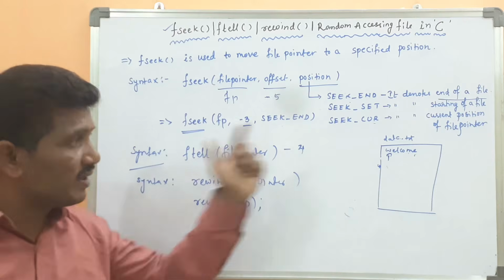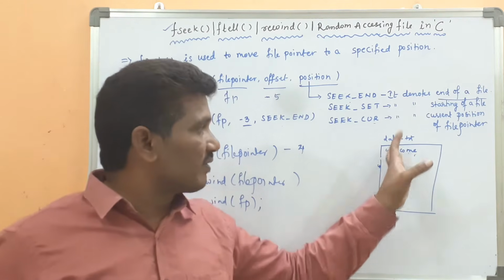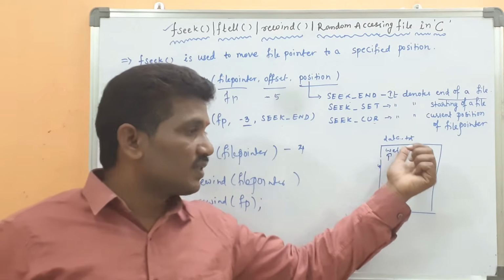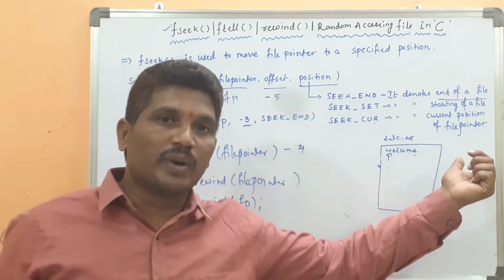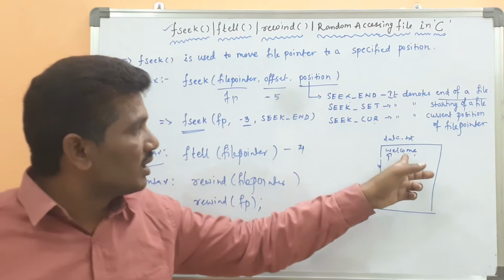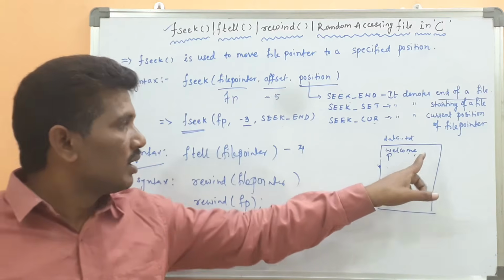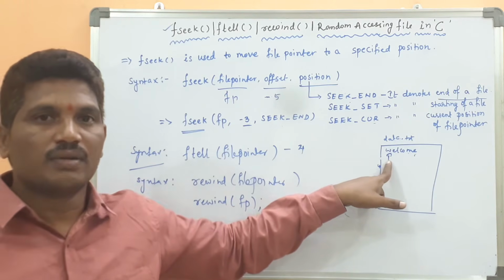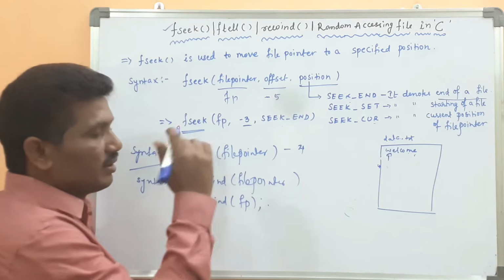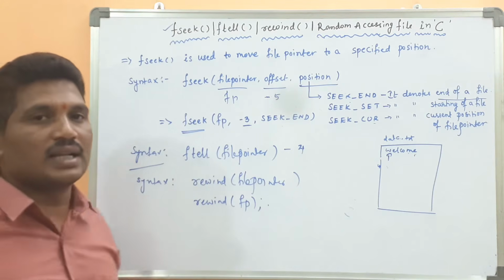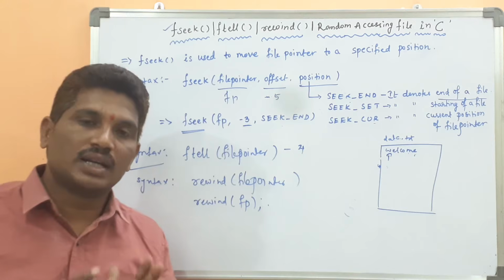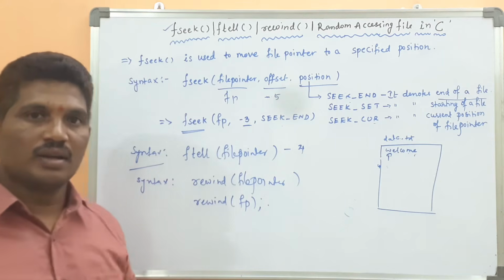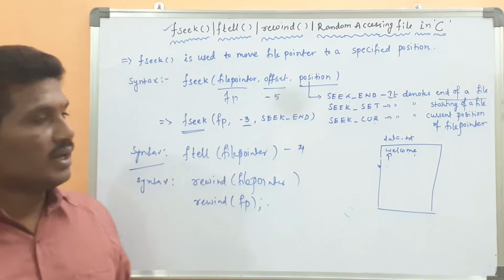That is called rewind. Wherever the cursor pointer is, in the 2nd or 3rd or 4th or 5th byte, it will come to the starting or beginning of the file. It will come to the beginning letter or beginning character of the file. That is called the rewind.